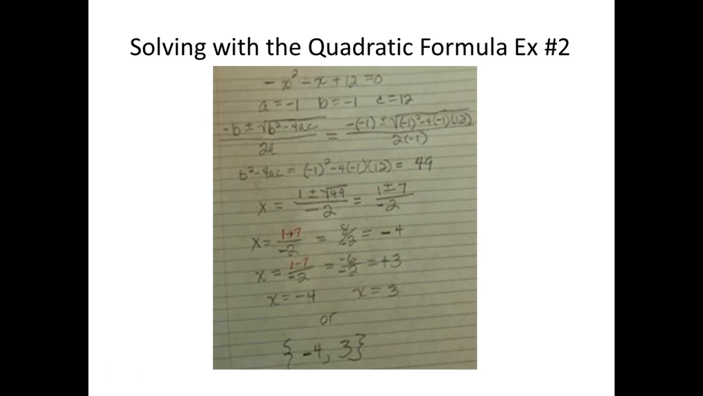So don't forget, you have the plus case. In our case, that's 1 plus 7 divided by negative 2, which is 8 divided by negative 2, which gives us an answer of negative 4. And I have x is equal to 1 minus 7 divided by negative 2, which ends up being 3. And so I have my two answers. X is equal to negative 4 and x is equal to 3. Or I can write my solutions in curlicue brackets separated by a comma, like you see here.